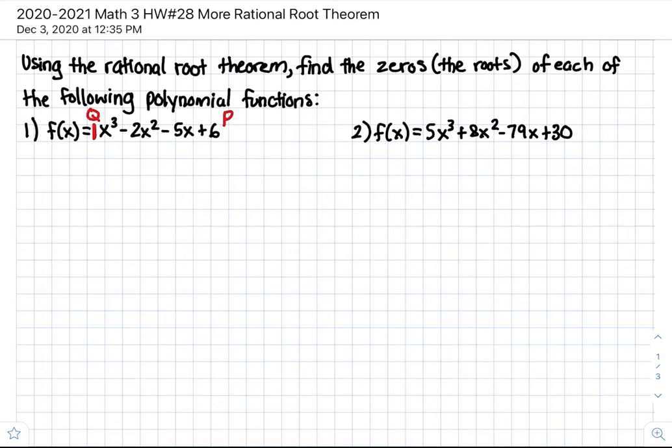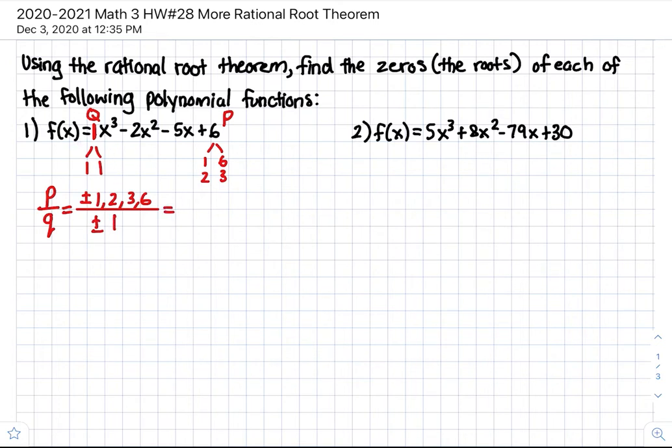Now, you guys gotta find your different factors of p. So 1 and 6, right? 1 times 6 is 6, and 2 times 3 is also 6. And your guys' factors of q, which is just 1 on 1. Now, when you guys make your list, right? P over q, we're going to get plus or minus 1, 2, 3, and 6, right? Those are the factors of p that we found, and plus or minus 1.